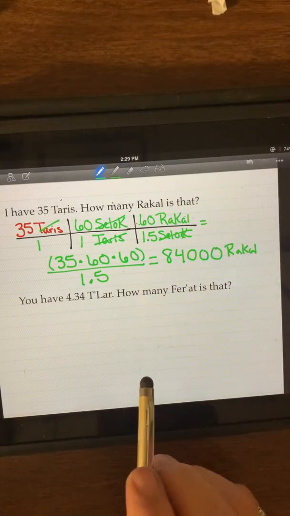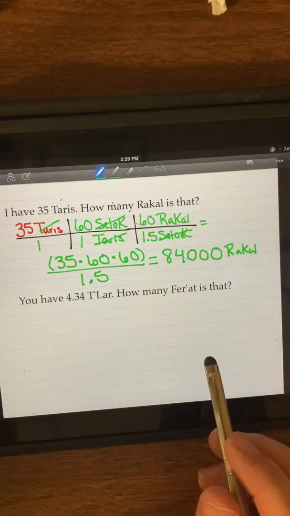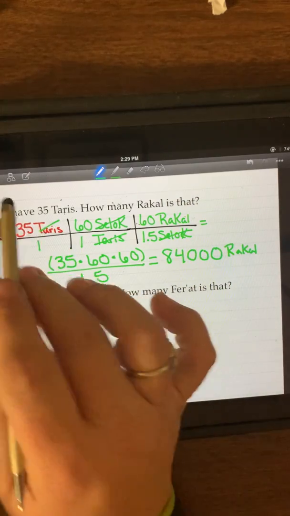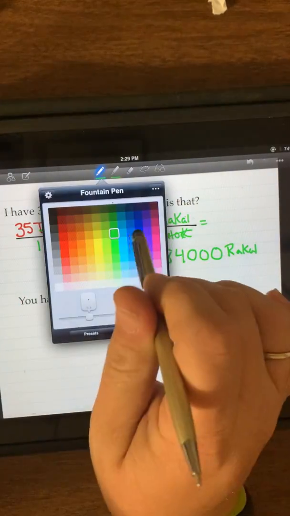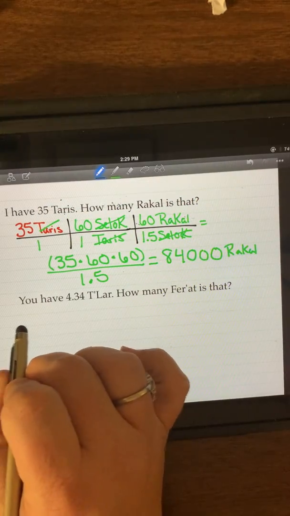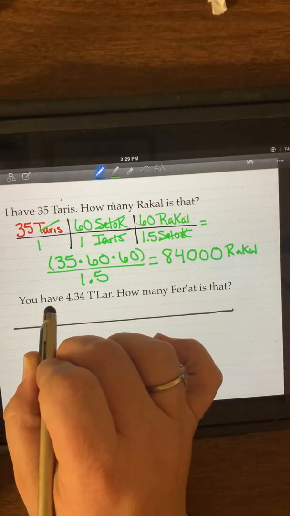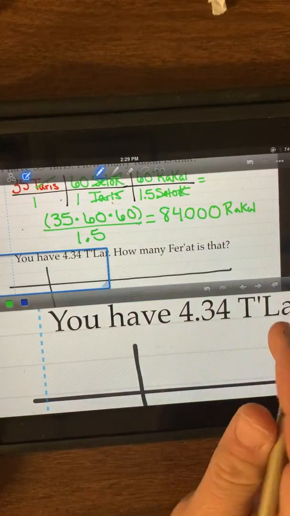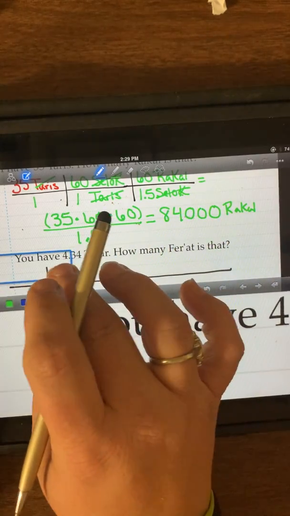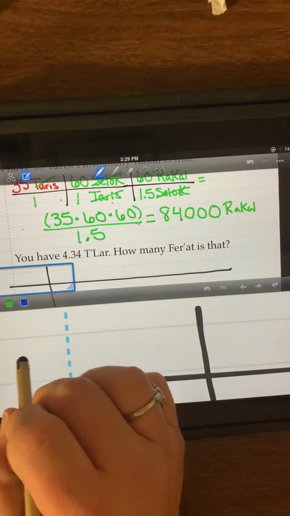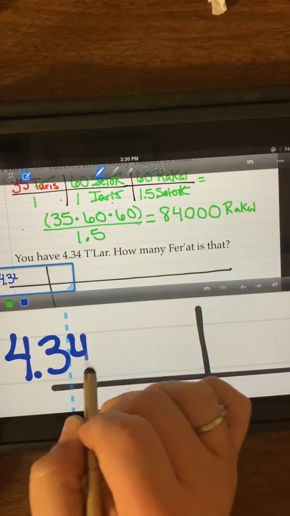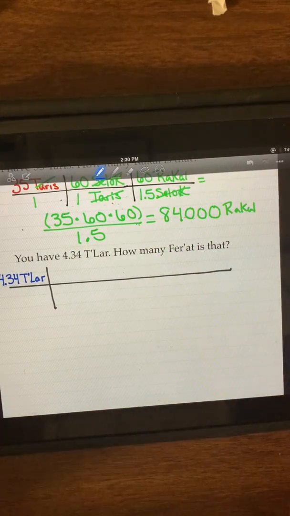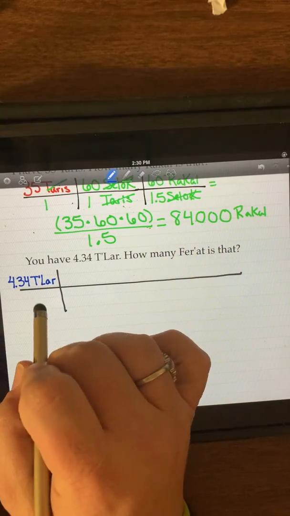So let's do another example. I have 4.3 Talar. How many Ferat is that? So the same process we've done before. I'm going to come in here and I'm going to set up my railroad tracks. And then I start with what I'm given. So I'm given 4.34 Talar. I always start with what I'm given. And I'm going to place that over 1.